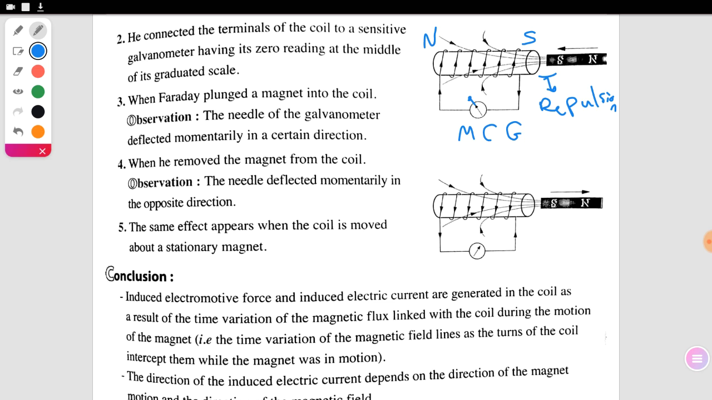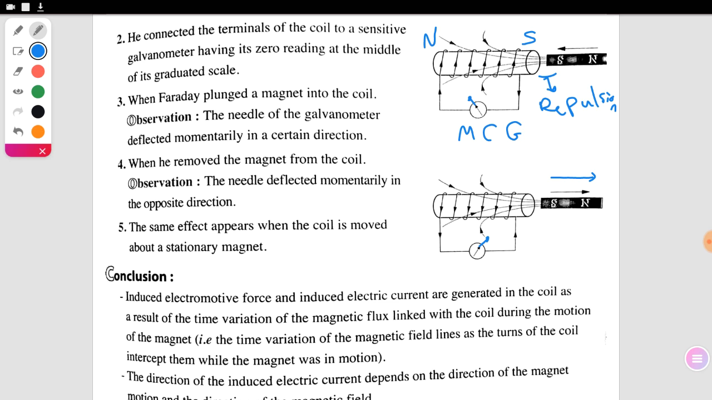The magnet moves away; pull it out from the coil. What do you observe? The direction of the current is reversed, and the direction of the current observed from the moving coil galvanometer is in the opposite direction. This means that the direction of the current depends on the direction of the magnetic field and the direction of motion, moving it into and pulling it out.